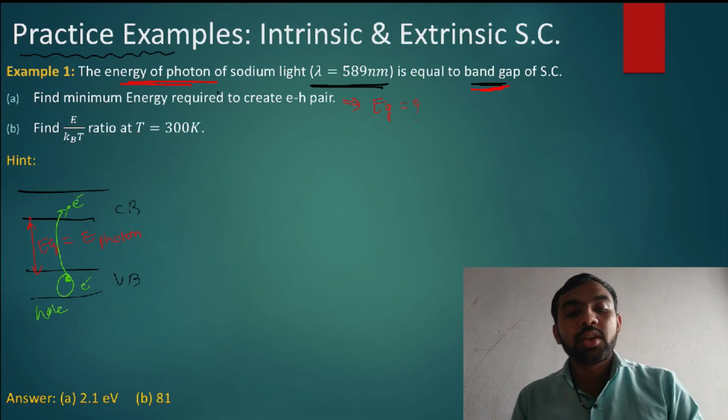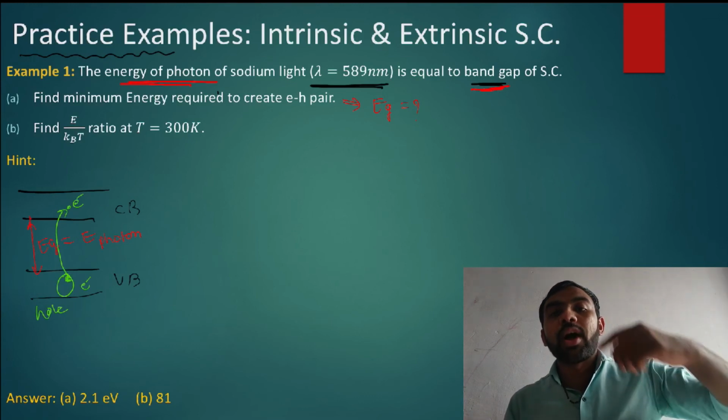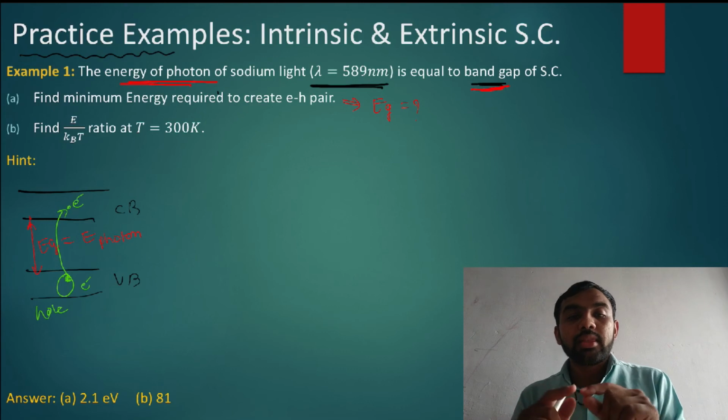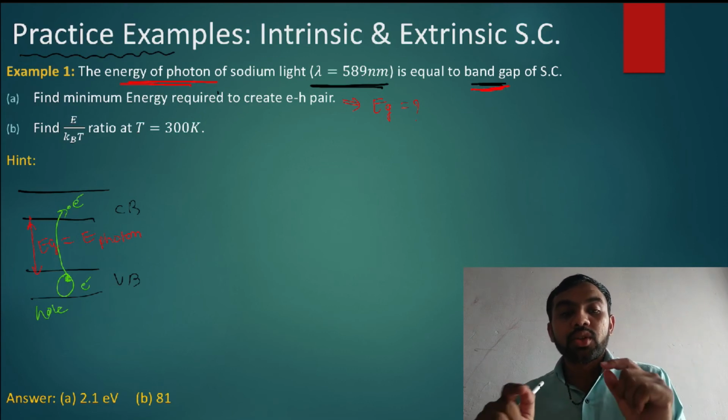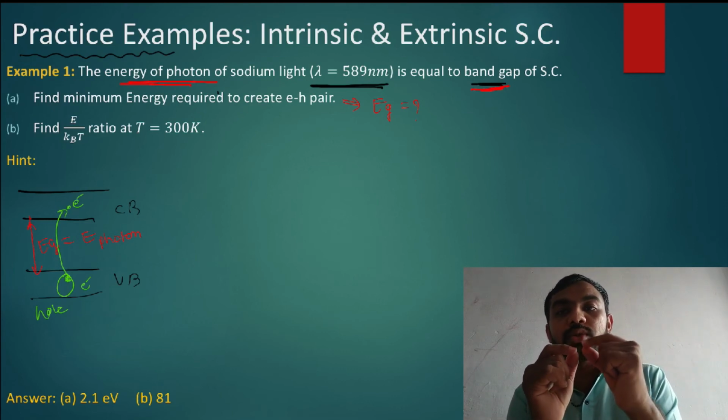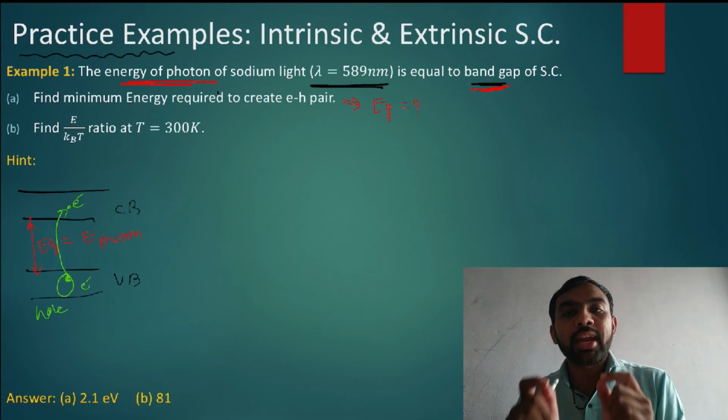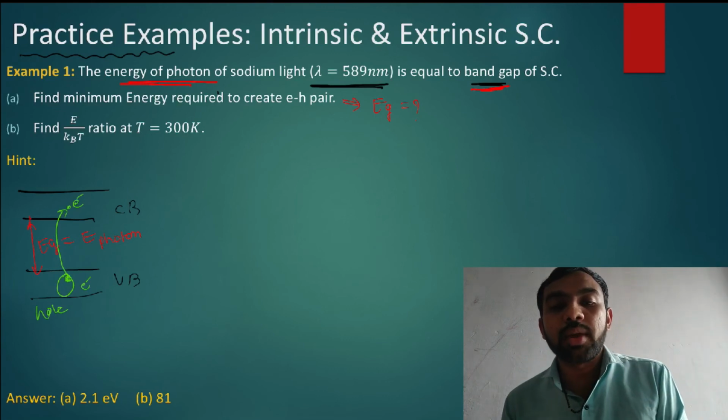Hole in a valence band. If an electron jumps from the valence band to the conduction band, then an electron-hole pair is generated. So what is the minimum energy required to jump from the valence band to the conduction band? That is the band gap. So we have to find out the band gap here.